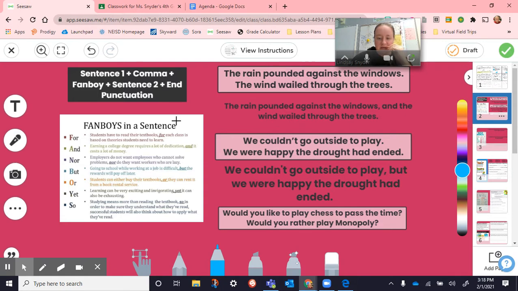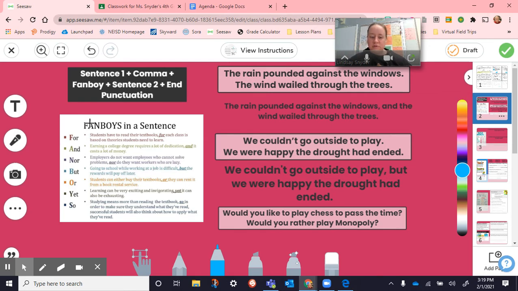And this is something that we talked about at the beginning of the year. And we had a formula when we first started talking about it. The formula was you take the first part of the sentence, you add a comma, then the fanboy, and then the second part of the second sentence, and then you end with punctuation. So here we practiced with a couple of these. The rain pounded against the windows, period. The wind wailed through the trees, period. Okay, so here it's talking about something that the rain and the wind did. So we combined them and we said the rain pounded against the window. So there's that first sentence, comma, there's the comma there.